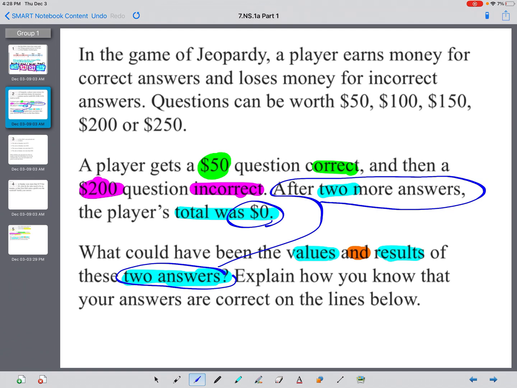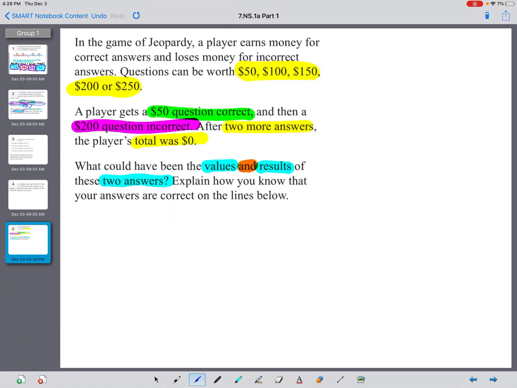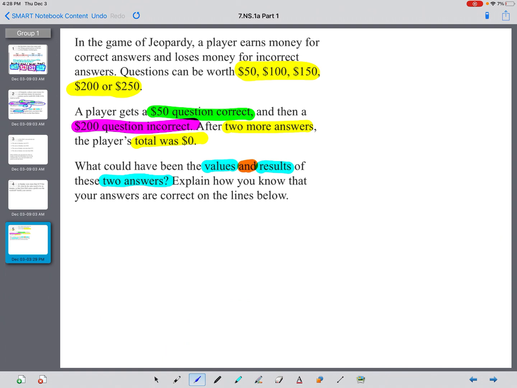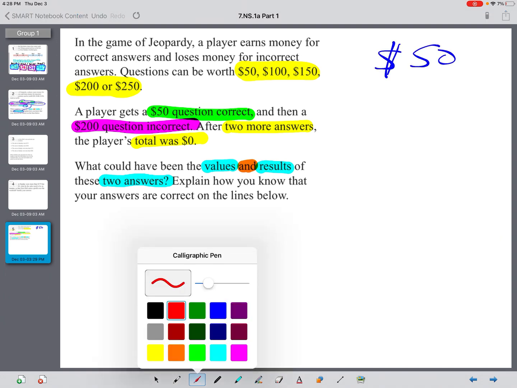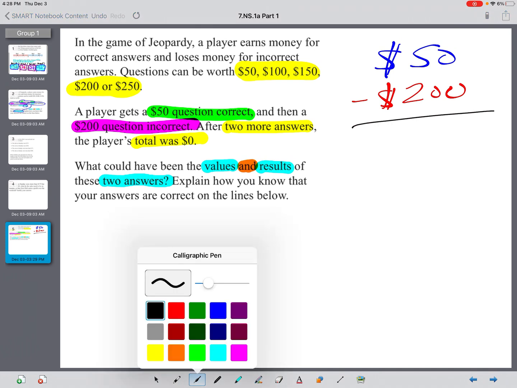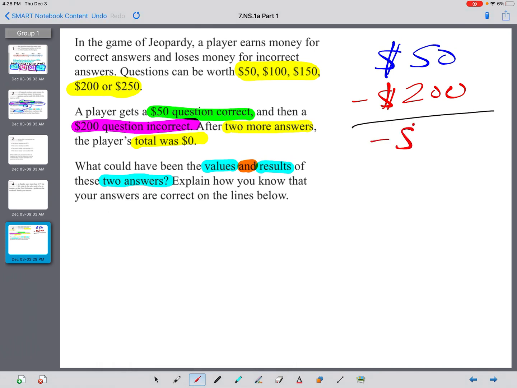We're obviously going to have to take a look at the $50 correct question and the $200 incorrect question. We'll have to get a balance there first before we can get to where we would be zero. So we had the positive 50 for the correct answer, and a negative 200 for the incorrect answer. When you total those up, you have a balance of negative 150.